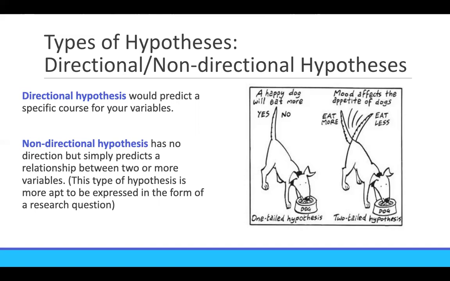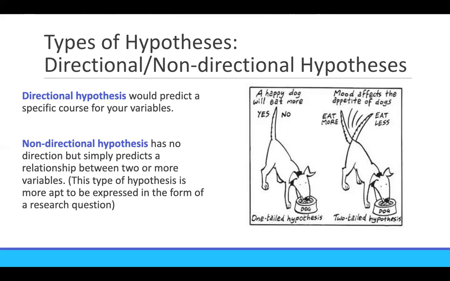And so the little image there I give to help you remember one-tailed, two-tailed, happy dog will eat more, right? You're giving it a direction. They're gonna eat more. And so that's a one-tailed hypothesis, yes or no.